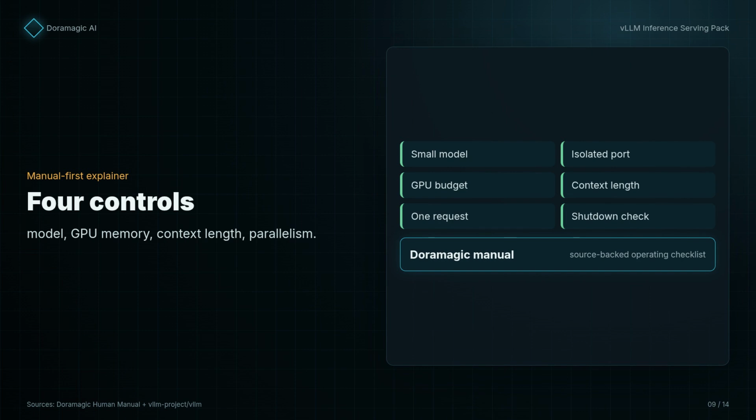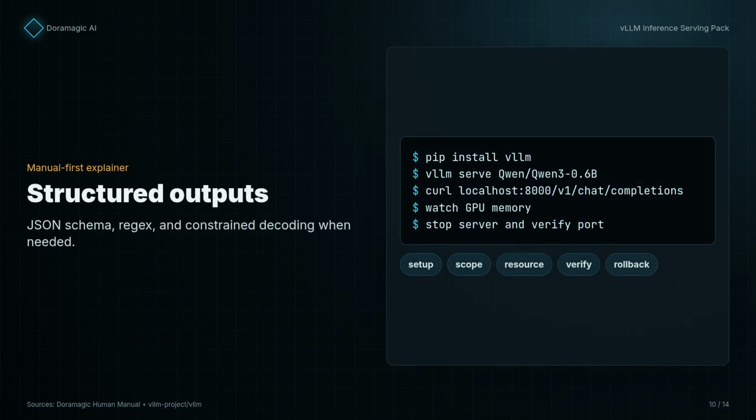The safe first run is boring by design. Install in a controlled environment, serve a small model on an isolated port, send one chat request, watch resource use, shut it down, and confirm the port and process are gone. Then change one variable at a time: model, context length, memory utilization, or concurrency.